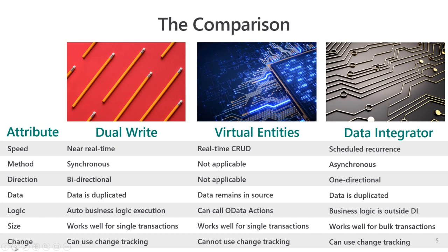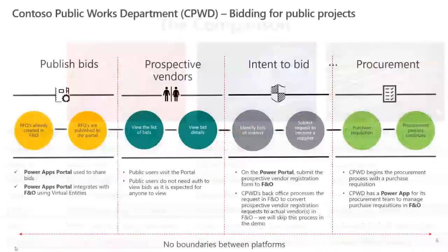And the data integrator as well does support change tracking because, again, that entity is a physical entity or a native entity that does exist in the common data service. So these are the features and the considerations that you'll want to make when you think about the business requirements to determine which technology is best for your particular situation.